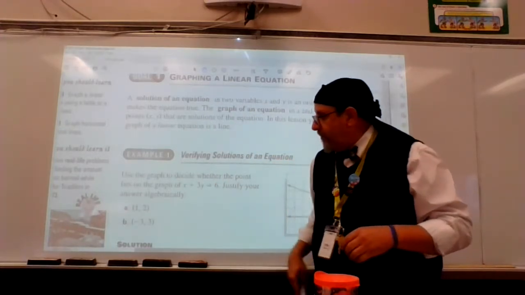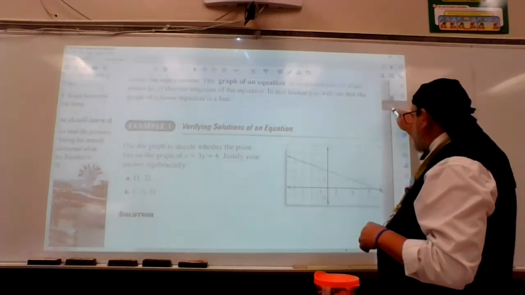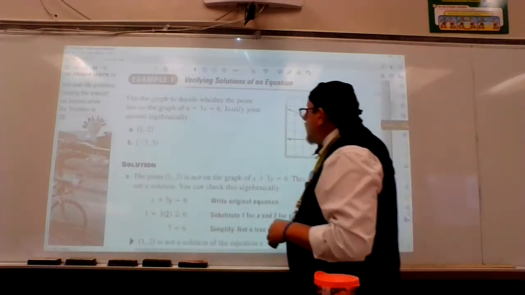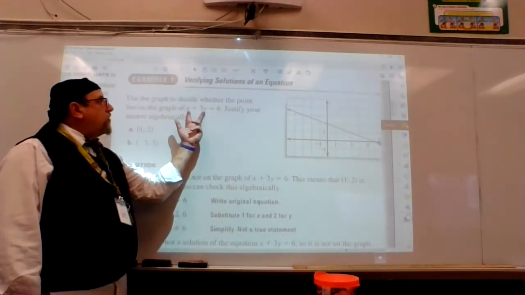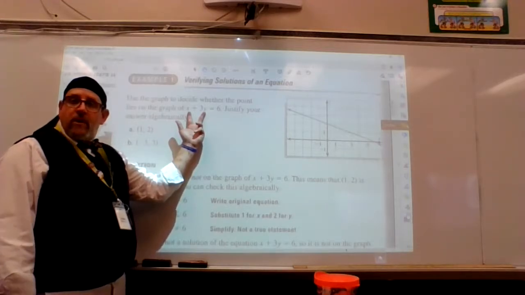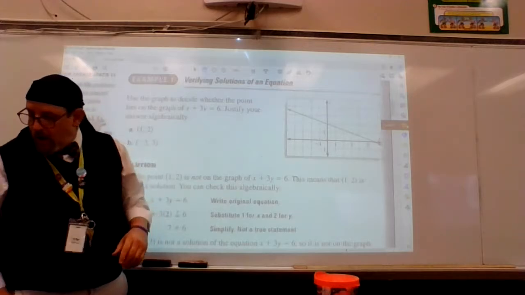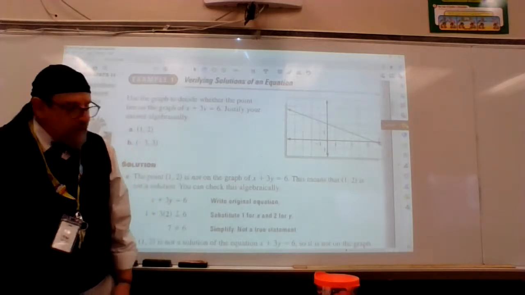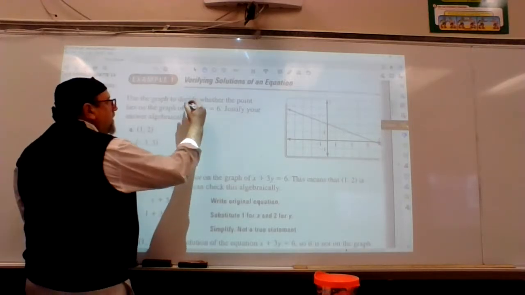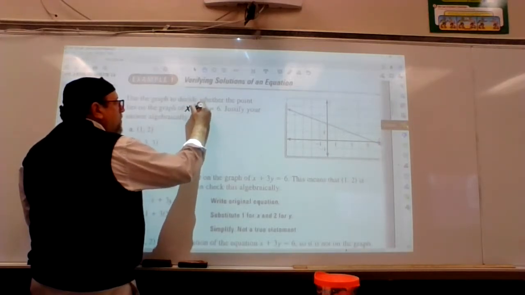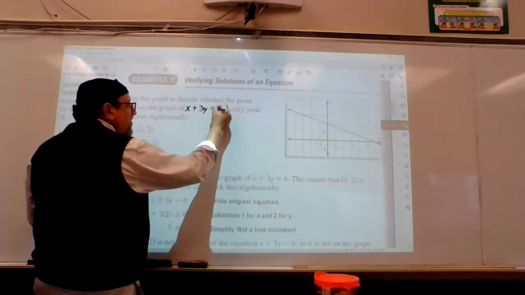Here it is. Oh, there it is. All right. This is an equation, all right? But it has two variables, and you probably can't see it, so I'm going to write it again or make it a little bit darker. This says x plus 3y equals 6.